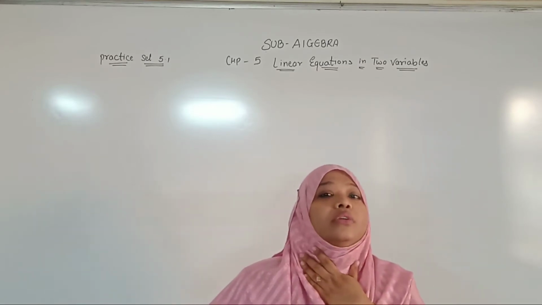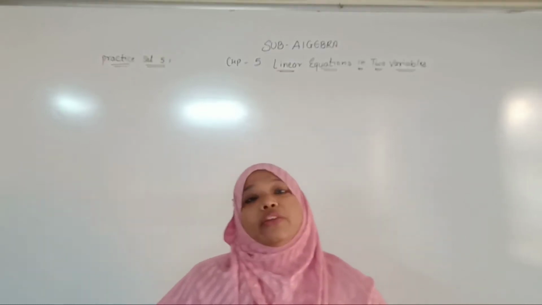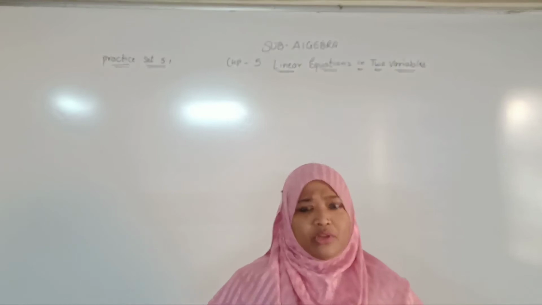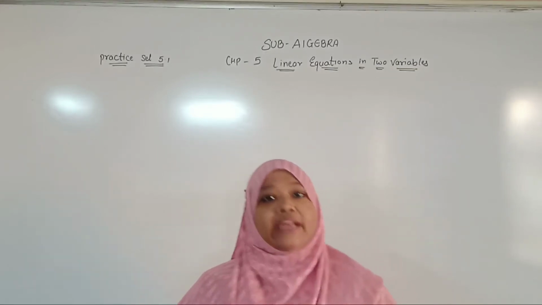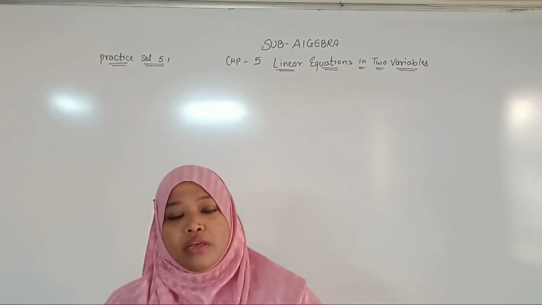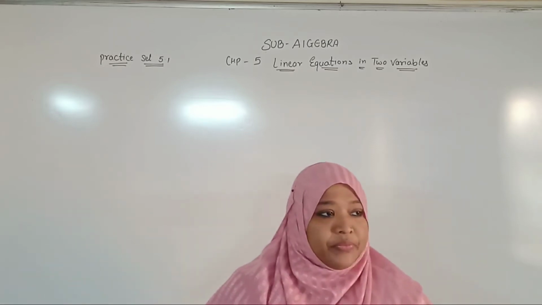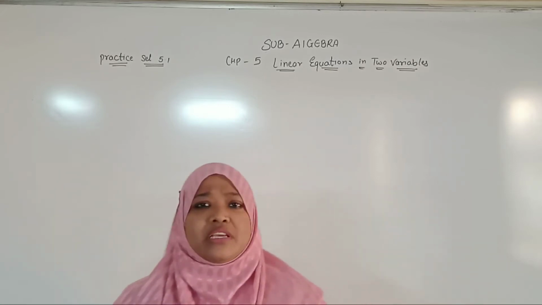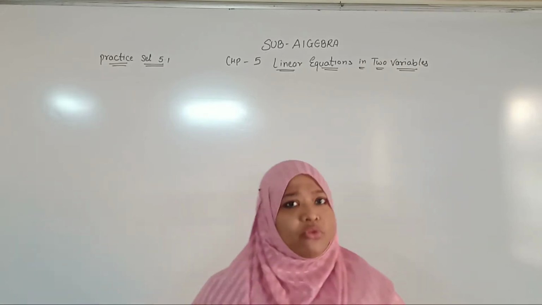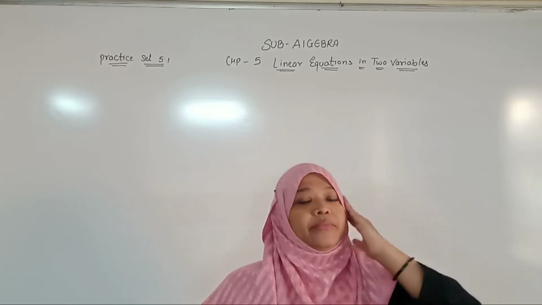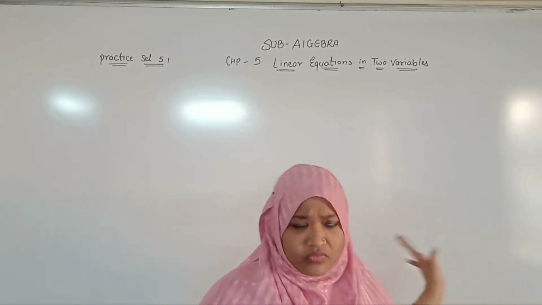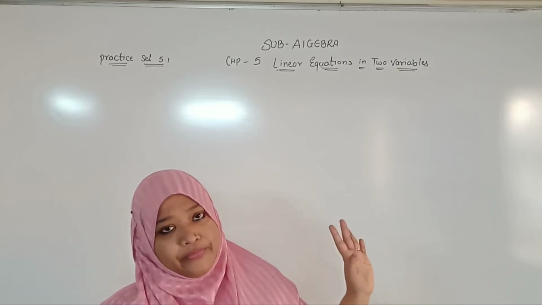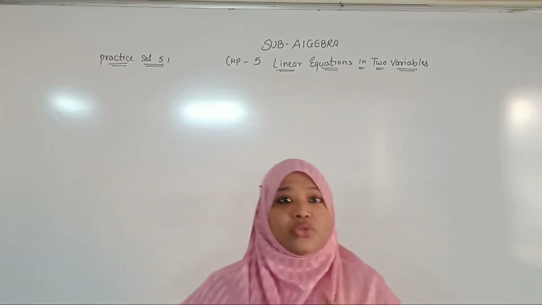Now students, today we will start our new topic, the last chapter of the algebra syllabus. The two chapters before and after this one, financial planning and statistics, are omitted by the government, so we don't need to study them this year. So we will start chapter number 5, linear equation in two variables.